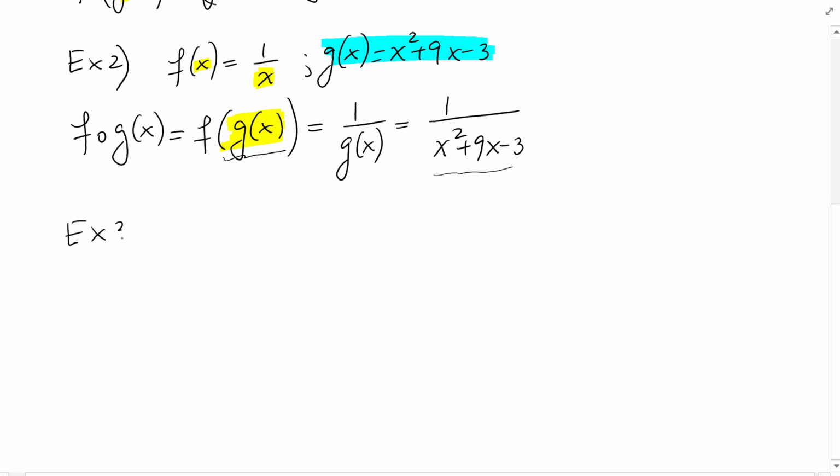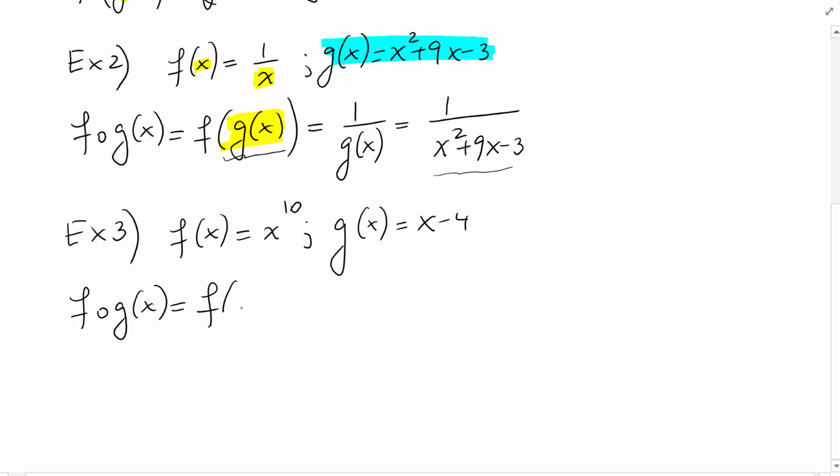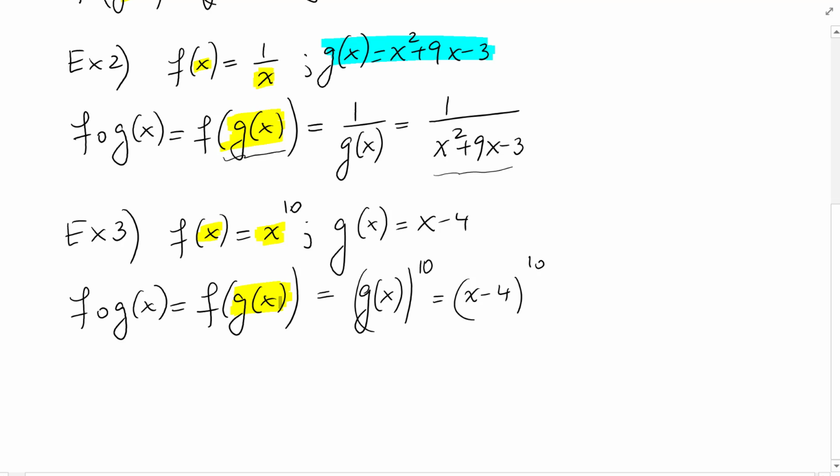And let's take a look at example 3. f of x equals x to the 10. g of x equals x minus 4. And we want to find f composed with g of x, which is f of g of x. I want you to think, how would g composed with f of x look? Anyway, going back to our problem, f of x is x to the 10. So f of g of x is going to be g of x to the 10. But g of x is x minus 4, so it's x minus 4 to the 10. Again, we can see easily how this g of x, which is in the interior of this parenthesis, is actually in the interior of this exponent as well.